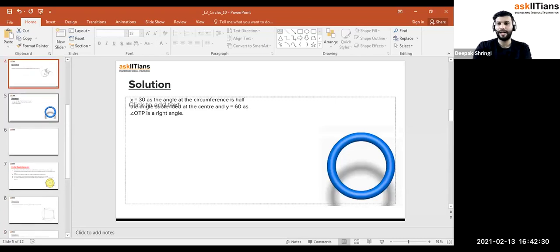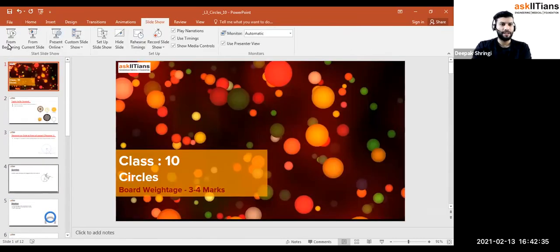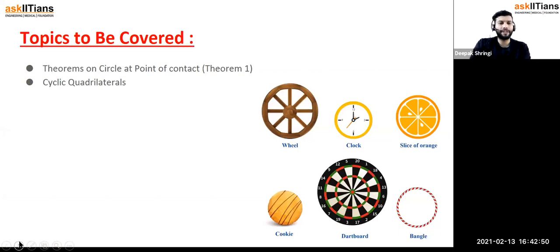I have just shared my screen, and let me slide share it, and we're going to start in that manner. Look at this guys. Circle weightage, we already know that it's more than 3-4. It would be around 5 marks generally, so I'll say it's 5 marks, not 3-4 only. Next, look at the topic to be covered. The topic that we are going to discuss in today's session is the theorem on circles at the point of contact. That's called theorem number 1 in your NCERT books. And we also will be discussing something about cyclic quadrilaterals.